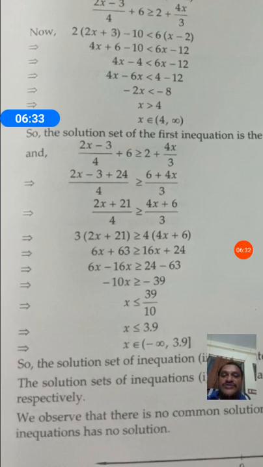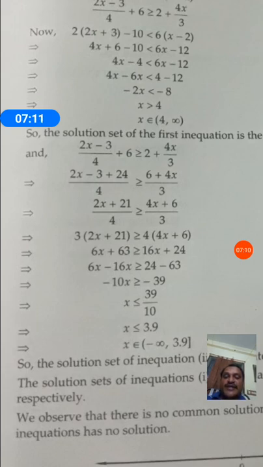Now just doing the cross multiplication: 3 times (2x + 21) ≥ 4 times (4x + 6). Since 4 and 3 both are positive quantities, we can do the cross multiplication. Now by simplifying, after multiplying we get 6x + 63 ≥ 16x + 24. Now you take all x's to one side: 6x − 16x ≥ 24 − 63. −10x ≥ −39.